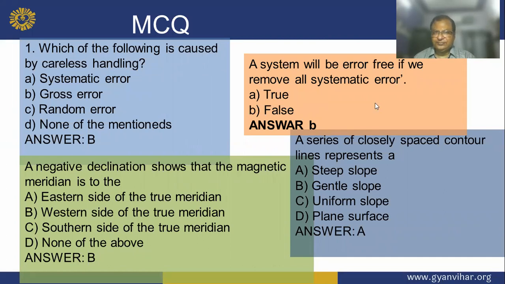So dear boys, the correct answer is B. Now next question: a system will be error free if we remove all systematic errors. What is the correct answer? That is answer B.